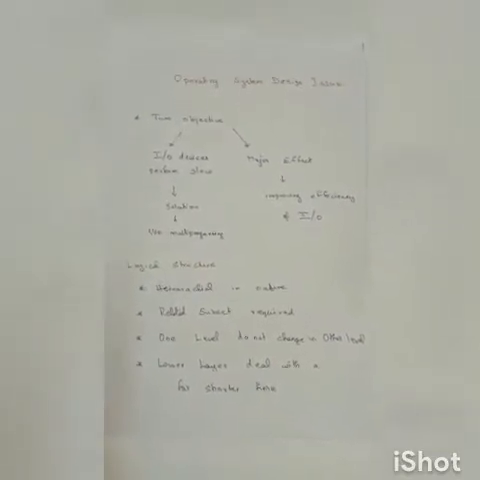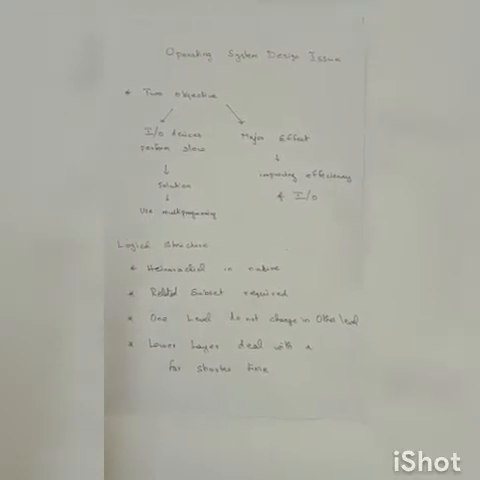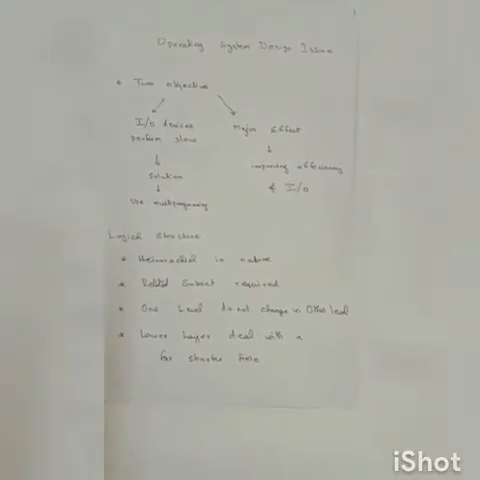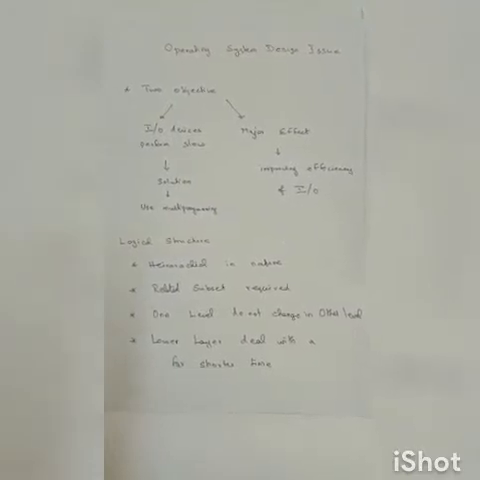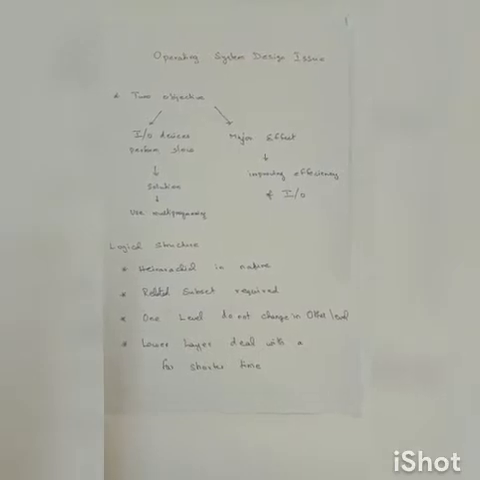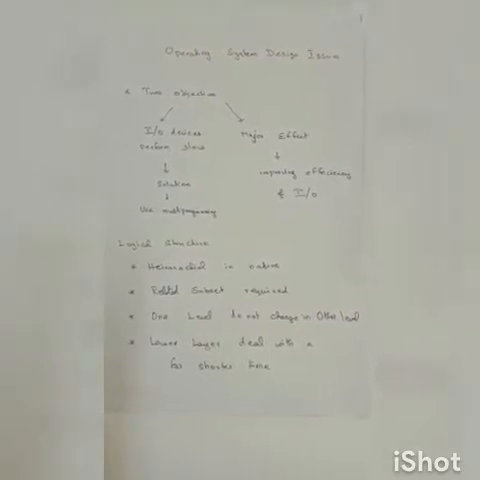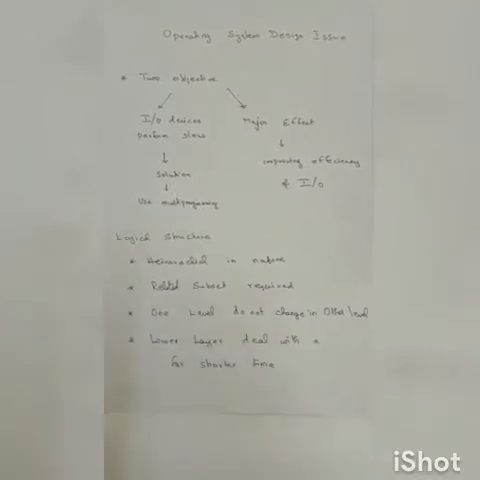We start now. The operating system design issue has two objectives. Usually we have one objective for each and every process, like what it is for and why we are using it. But in this one it has two objectives. You can understand why it has two objectives, because those two are the main parts for the particular operating system.